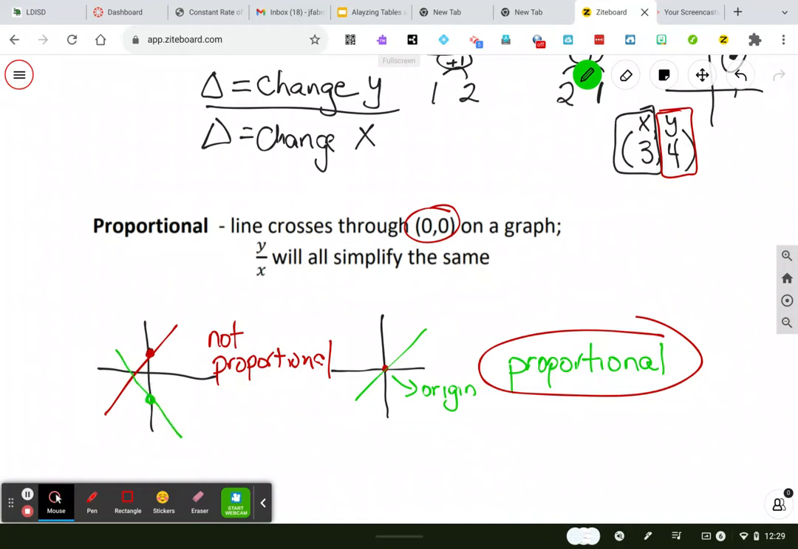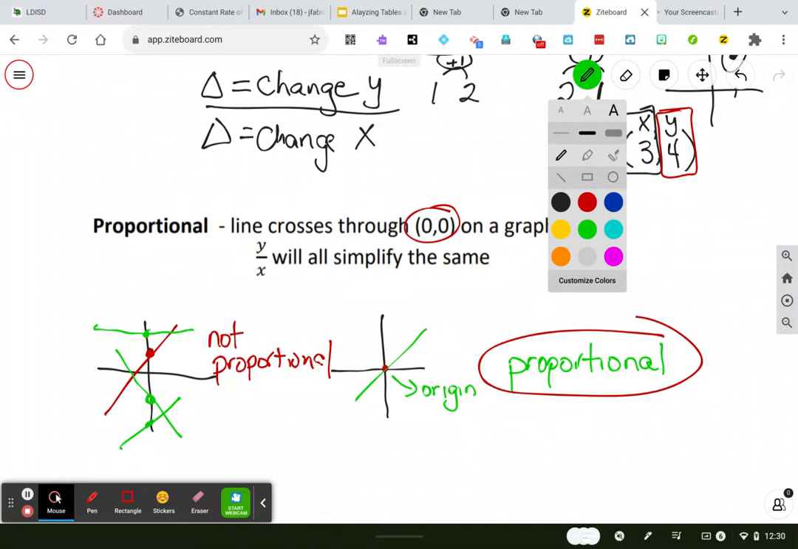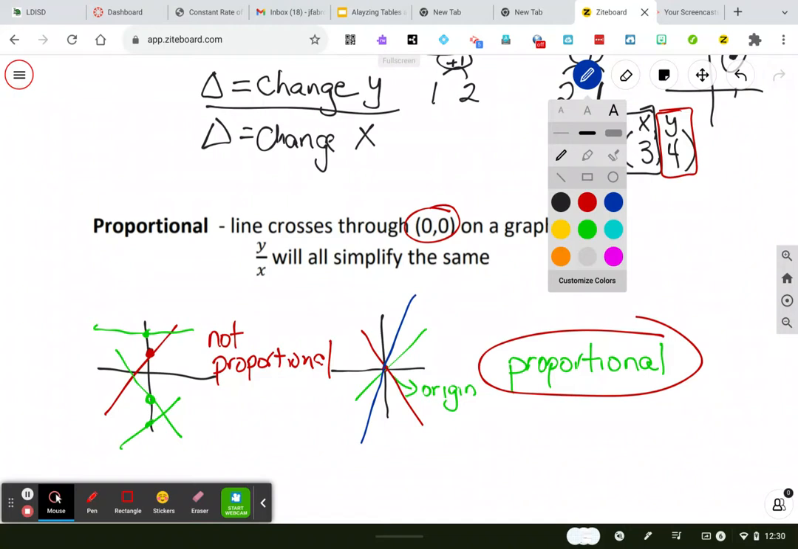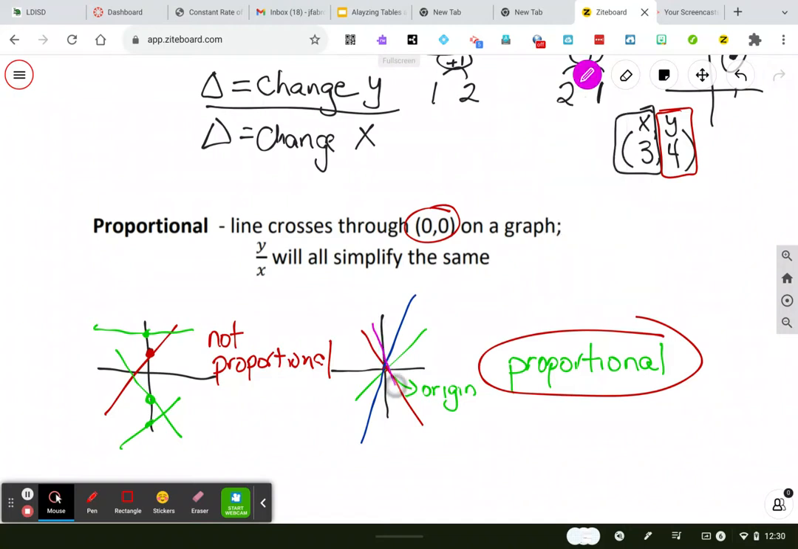Not proportional. Not proportional. Proportional. Proportional. I think you guys get the idea. So if it crosses through the middle, it's proportional.